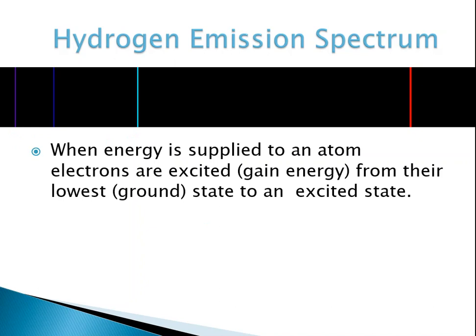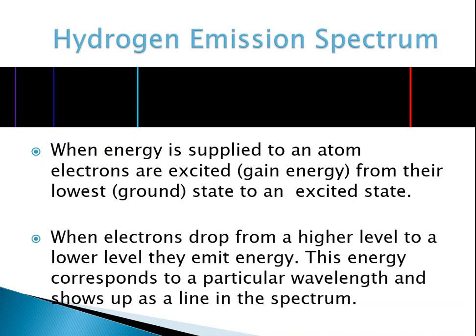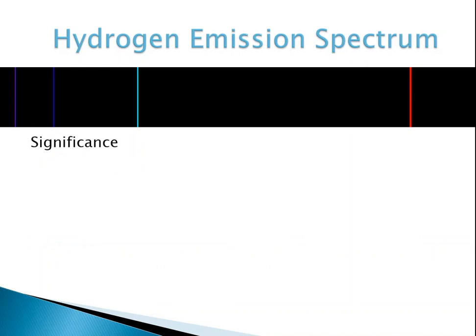So how do these lines get produced? Well, when energy is put into an individual element, that energy is absorbed by the electrons. That causes the electrons, since they absorbed energy, to move up to a higher energy level. We call this the excited state. Now, this is not a stable arrangement for the atom, and that electron eventually is going to fall back down to a lower energy level. It absorbed energy to move up, so in order to move back down, it has to give off energy. That energy is given off in the form of visible light and will show up as a line in the emission spectrum. So what's the significance of this?